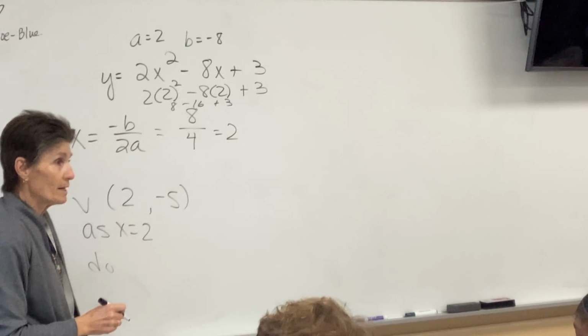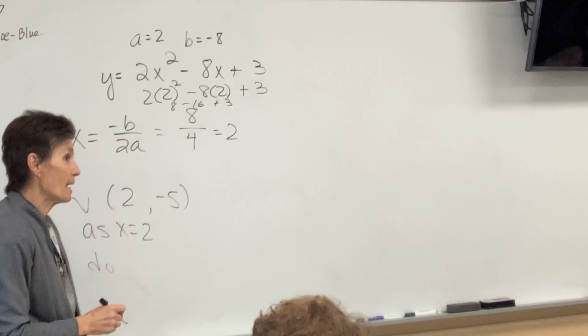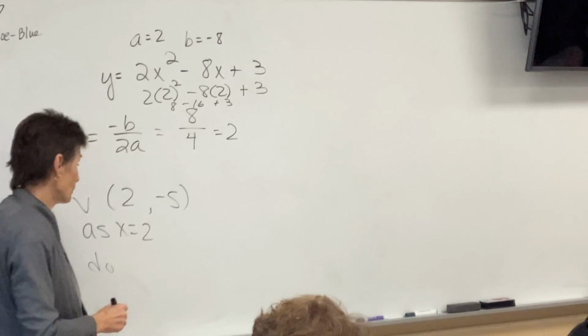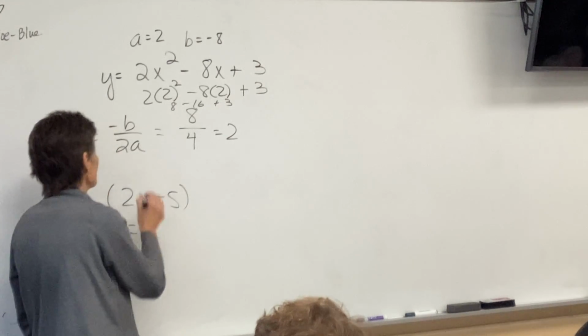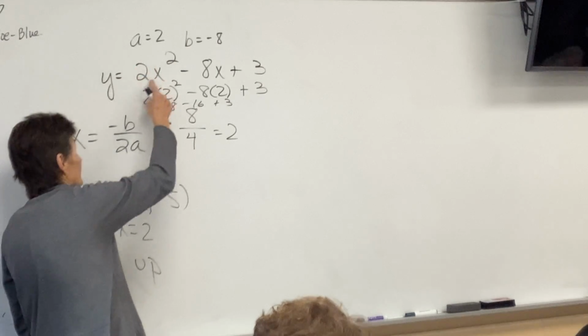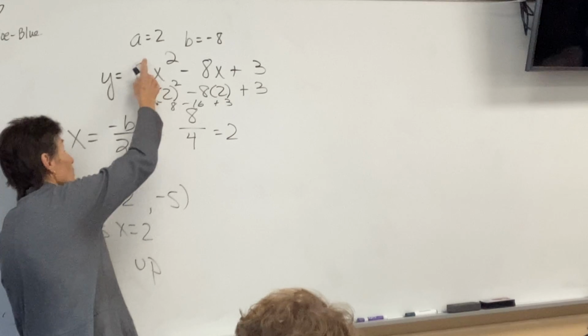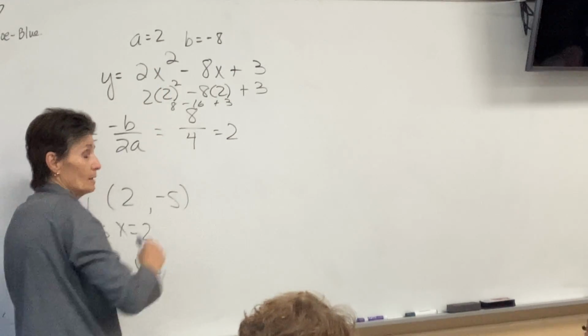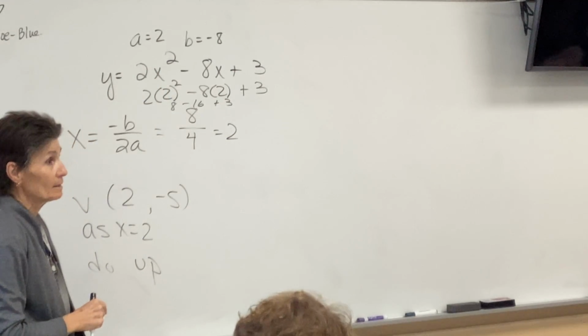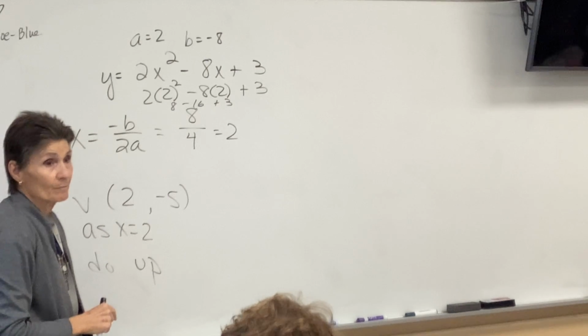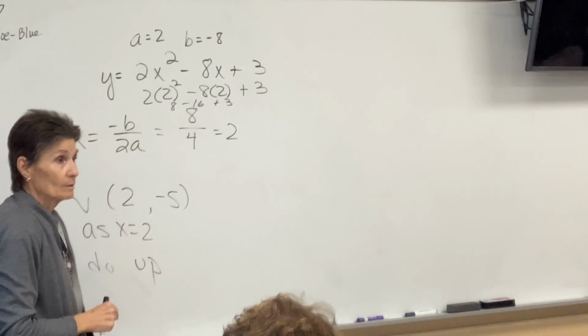And which way do I open? It's always up or down. This one's up. Why is this one up? Because that 2 right there is positive. That number right there tells you which way you open. Positive is up, negative is down. Right?